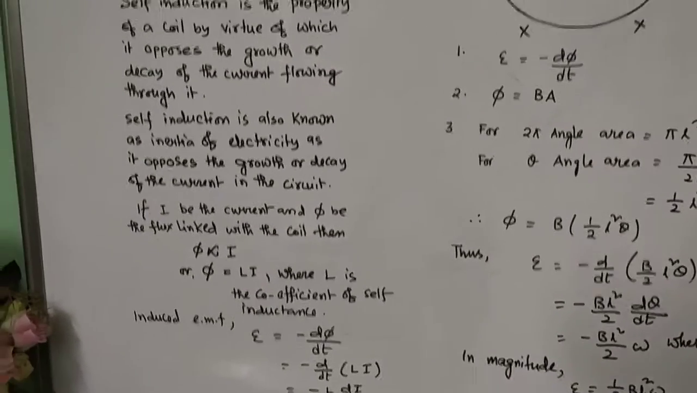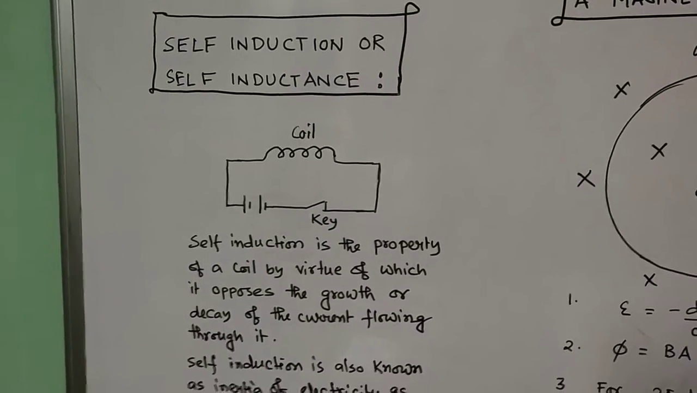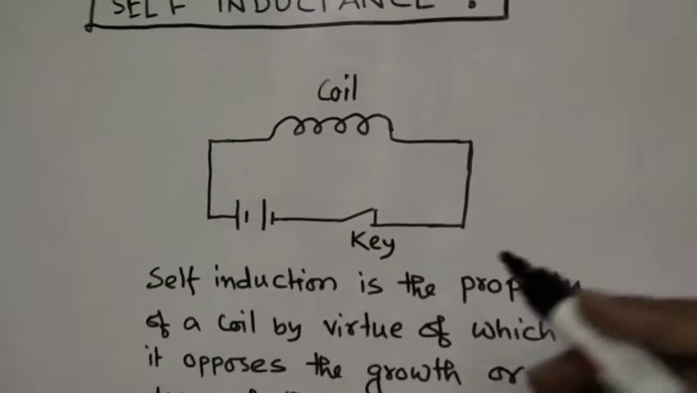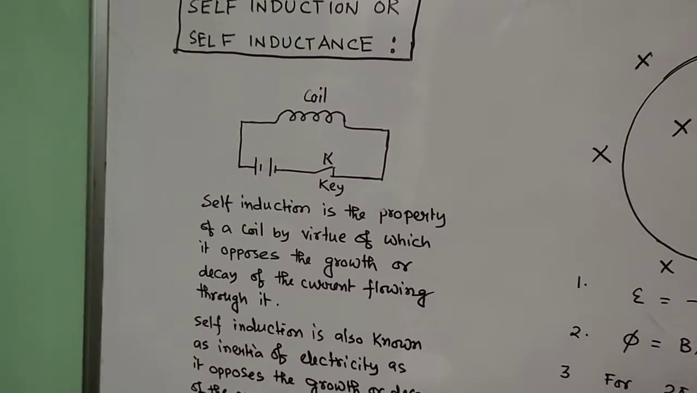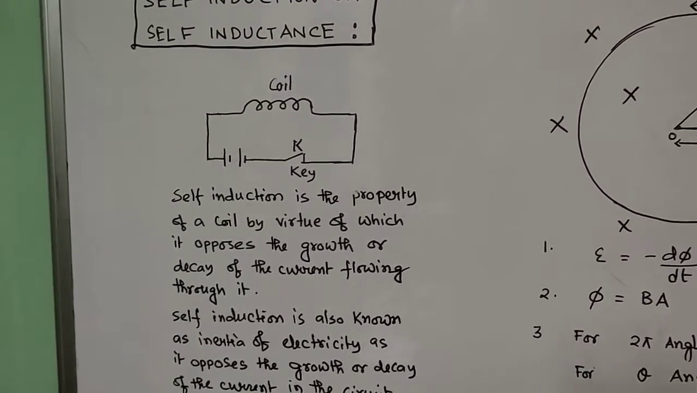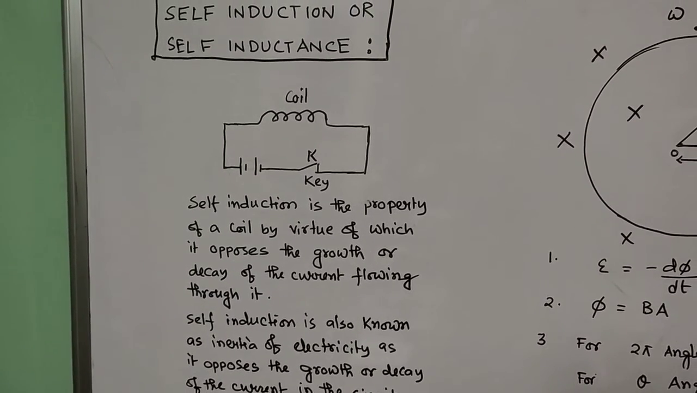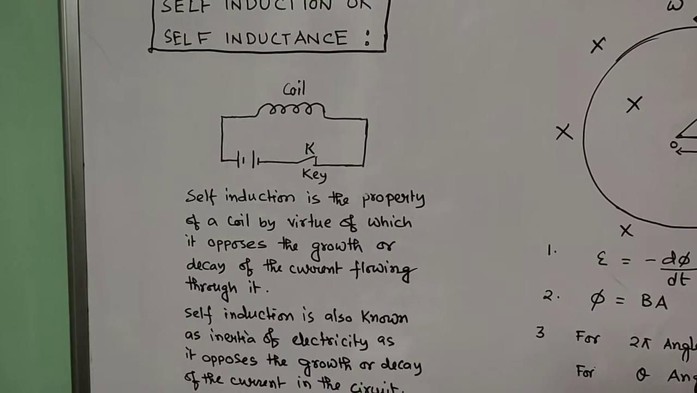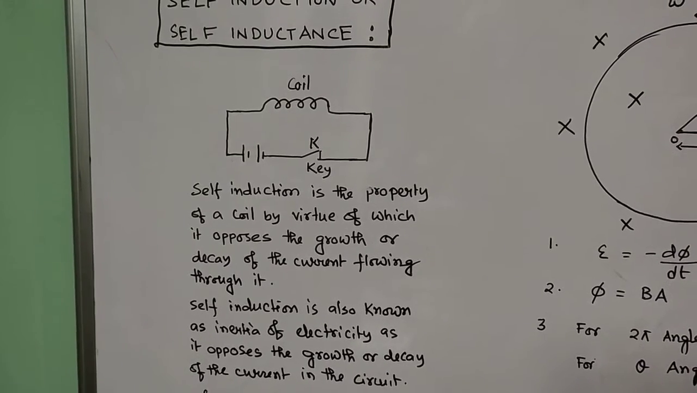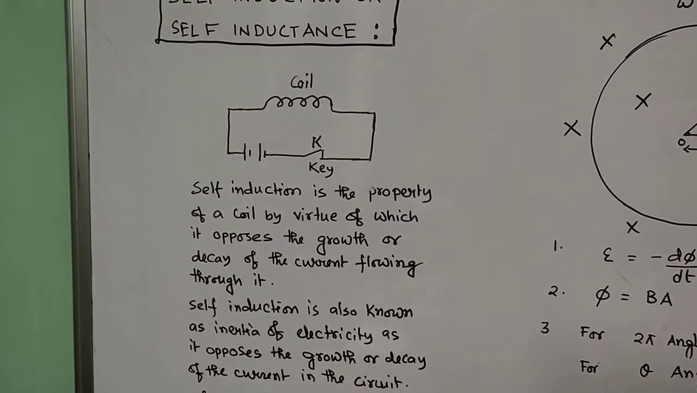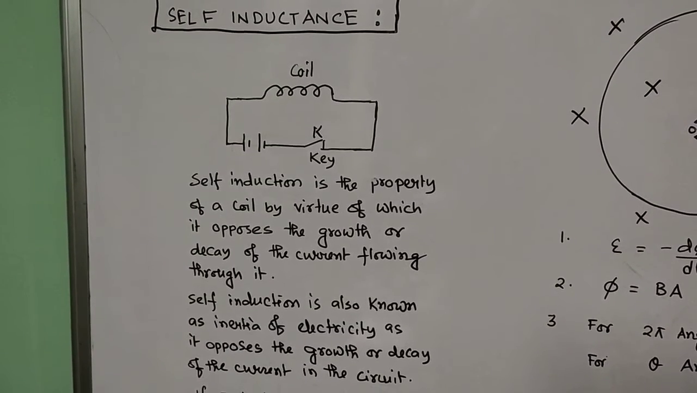We will try some numerical. So let me repeat this diagram once again. When you close the key K, let me give the symbol K, as I am telling repeatedly. When you close the key, what happens? Current starts rising. This increase in current produces an increase in flux. So increase in flux is nothing but some kind of change in flux. As a result, as per Faraday's Lenz's law, an induced EMF will be produced, and this EMF opposes the rise in current. That's why when you close the key K, the current takes time to reach its peak value.